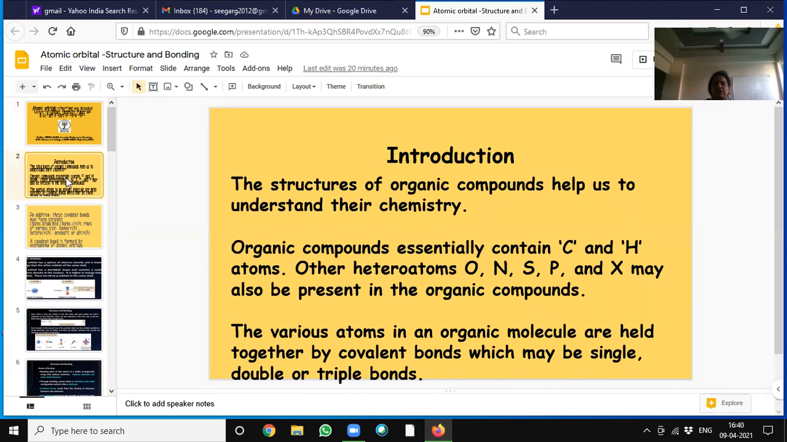Introduction. The structures of organic compounds help us to understand their chemistry. Organic compounds essentially contain carbon and hydrogen atoms. Other heteroatoms, oxygen, nitrogen, sulfur, phosphorus, and halogens may also be present in the organic compounds. The various atoms in an organic molecule are held together by covalent bonds, which may be single, double, or triple.